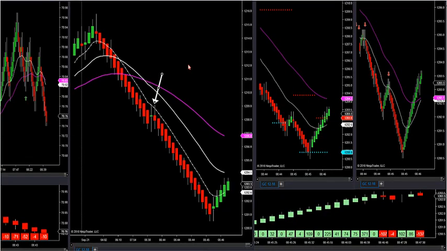All right, let's go over gold this morning. We know what to do. The first thing we do is we look at our trend chart. This is our trend chart.